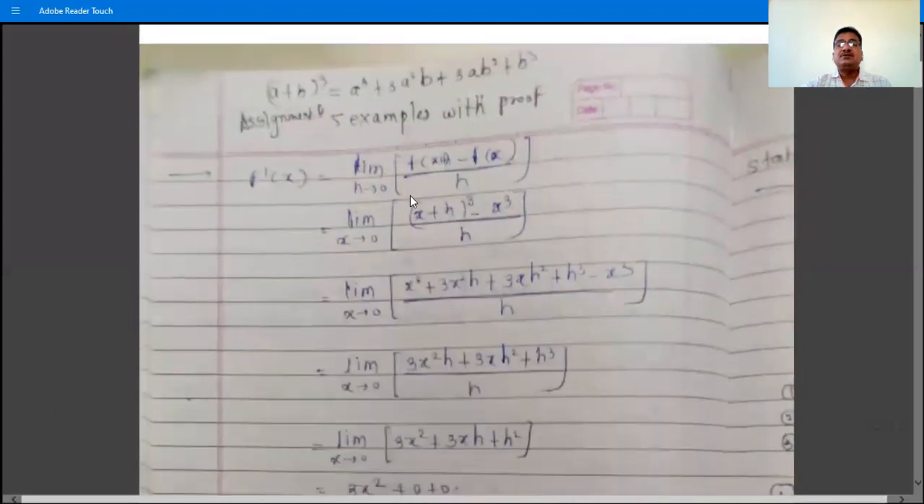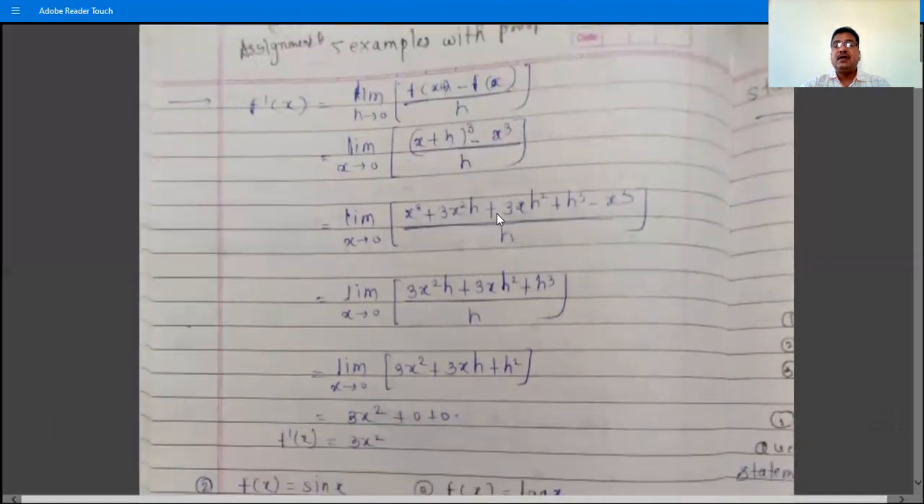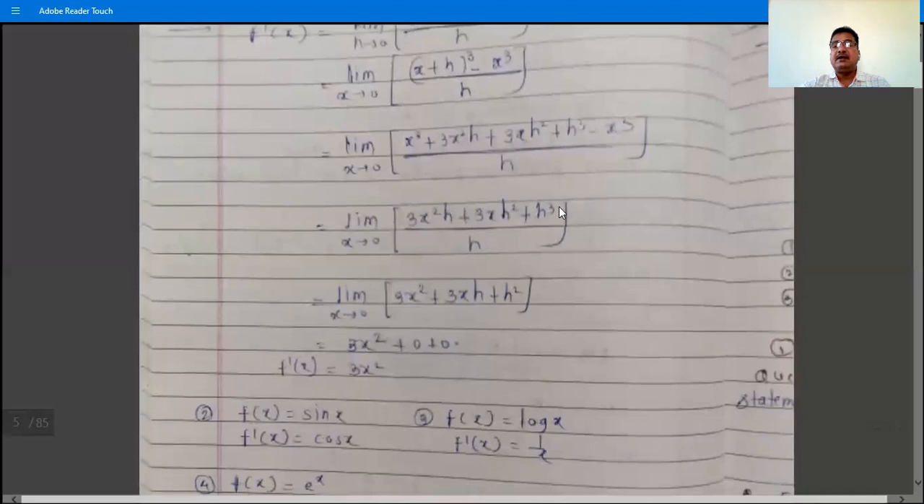And what is (x plus h) cube? (a plus b) cube is a cube plus 3a square b plus 3ab square plus b cube. So (x plus h) cube is x cube plus 3x square h plus 3x h square plus h cube, minus x cube. So minus x cube and x cube get cancelled. We have the remaining 3 terms divided by h, dividing each term separately by h. We have 3x square, 3x h square by h is 3x h, and h cube by h is h square.